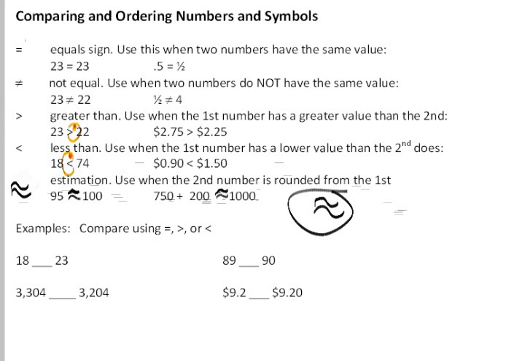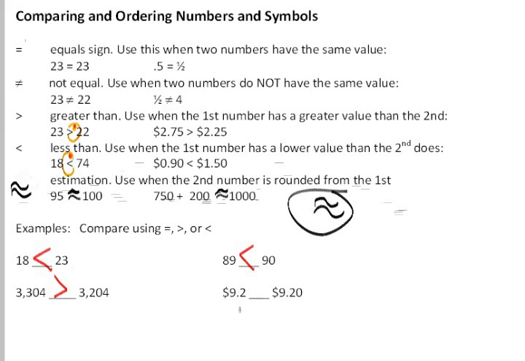So we're going to look at some examples, and we're going to compare them using the equals, greater than, or less than symbol. 18 and 23. Well, 18 is less than 23, so we're going to use the less than symbol. The open side faces the 23 because the 23 is the larger number. 89 and 90. Well, 89 is less than 90. Again, the open side faces the larger number. 3,304 is greater than 3,204. So our open side faces the larger number.